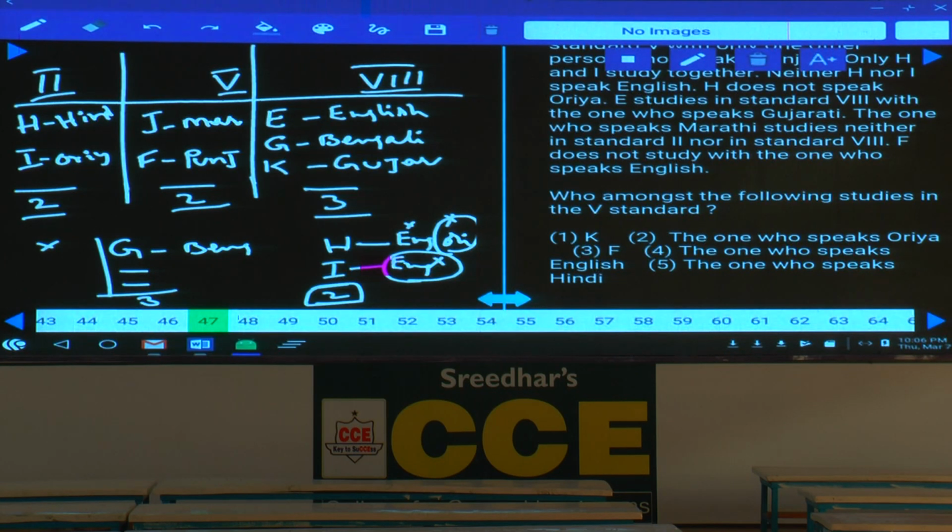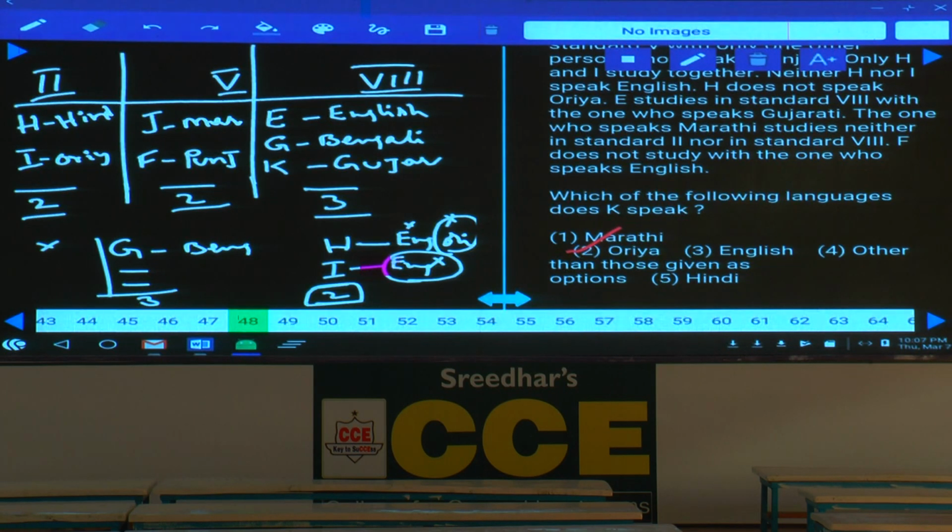Then 47. Who among the following studies in the 5th standard? Now tell me who is studying in the 5th standard? F and J, isn't it? That means the one who speaks Oriya, that is false. The one who speaks English, that is also false. The one who speaks Hindi. Now who among the following studies in the 5th standard? K, that is false. One who speaks Oriya, that is false. F, that is definitely true, choice 3. Done with this? 47.